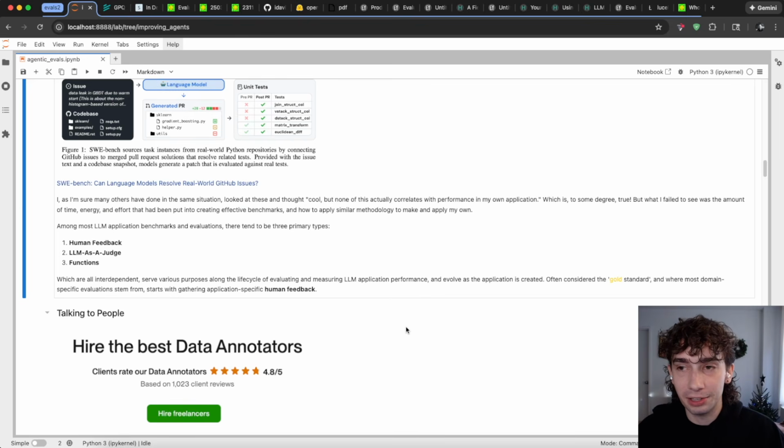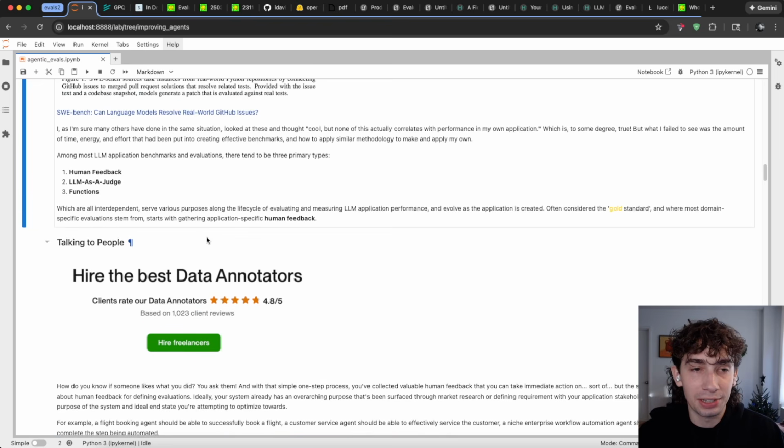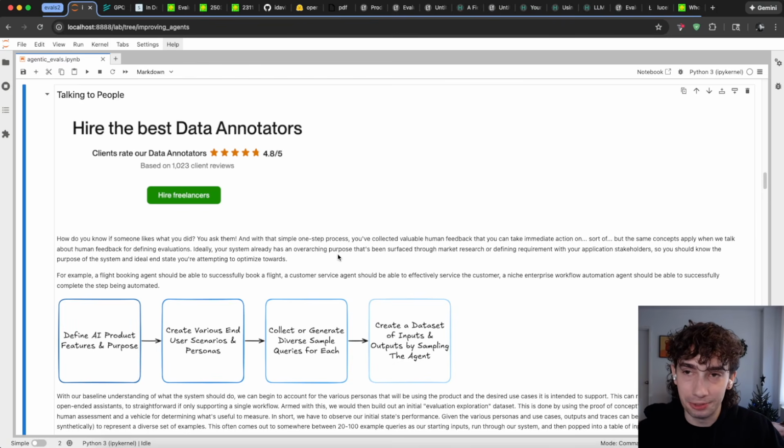But where these evaluations are actually defined and where most of the work actually happens tends to be gathering what is often considered the gold standard and most important kind of feedback that you can have, human feedback. Gathering and analyzing human feedback is where I honestly spend the majority of my time when I'm assessing the performance of my AI systems, as well as trying to figure out the direction in which to improve them. And out of this, a few different commonalities have emerged.